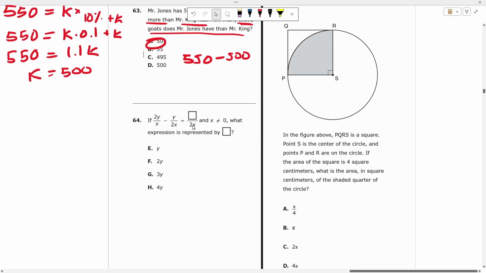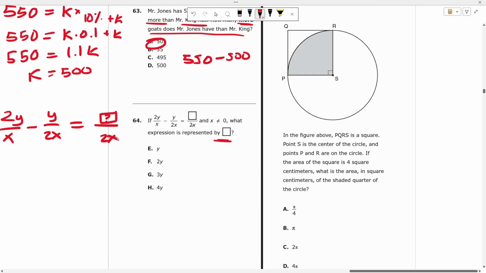Number 64 says, if 2y over x minus y over 2x is equal to blank over 2x, and x is not equal to 0, what expression is represented by blank? In other words, if I were to evaluate this, if I take away y over 2x from 2y over x, what's the numerator of my fraction going to be? And the way you do it is you just find the lowest common denominator and do the math, okay?